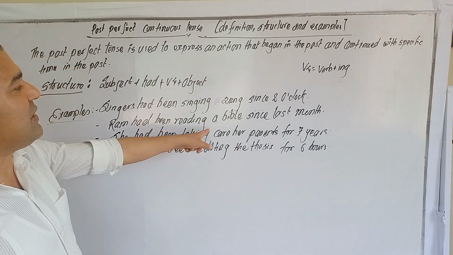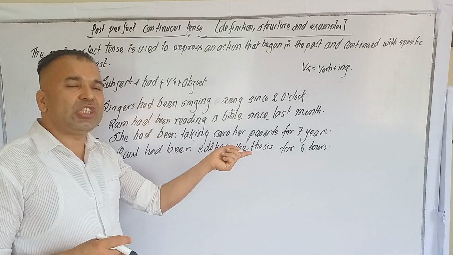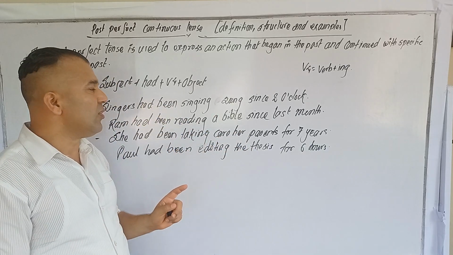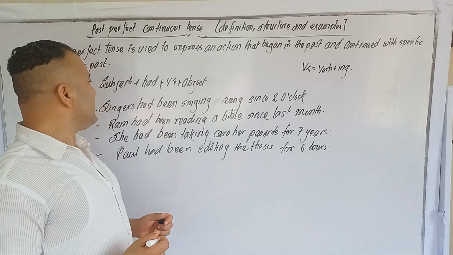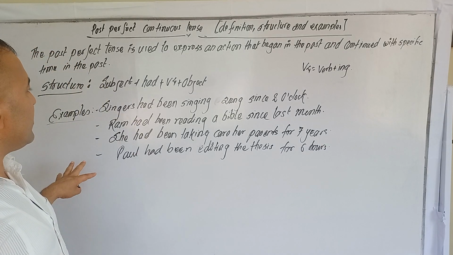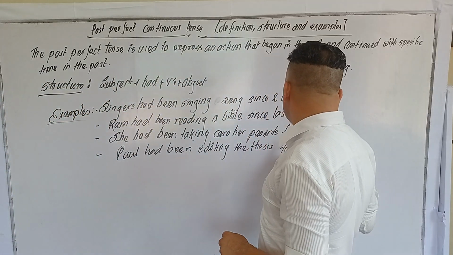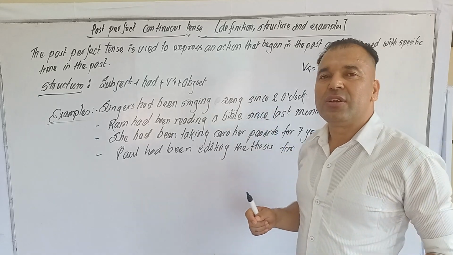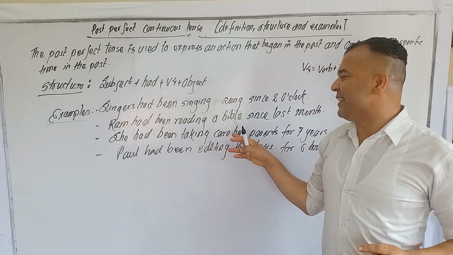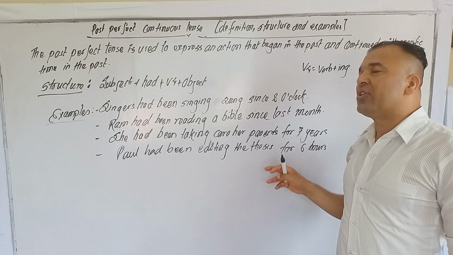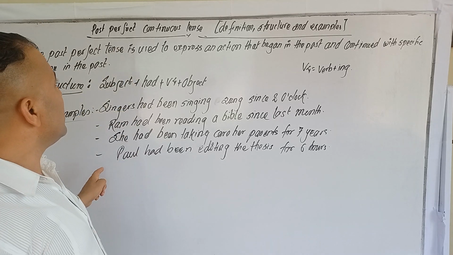Okay. Ram had been reading a Bible since last month. He started in the past and continued in the past with a specific time. Understand? In this condition, we have to use past perfect continuous tense. She had been taking care of her parents for 7 years. For is used for a specific period of time, and since is for a specific point of time. In this condition, we use past perfect continuous tense.